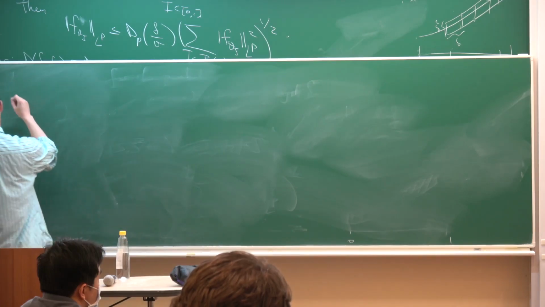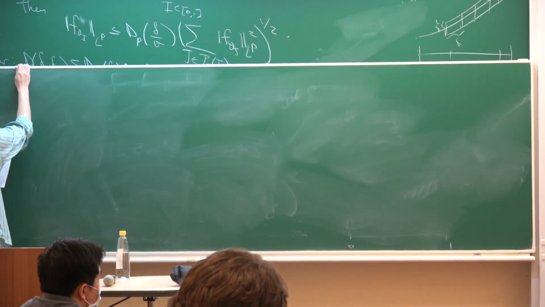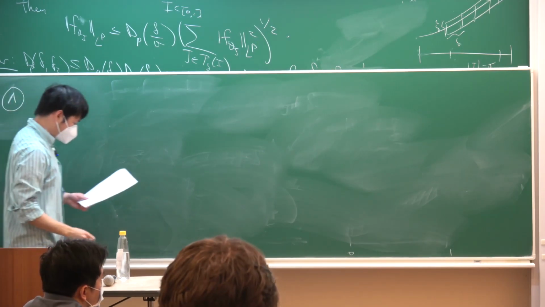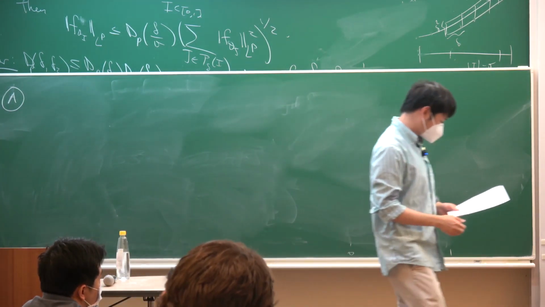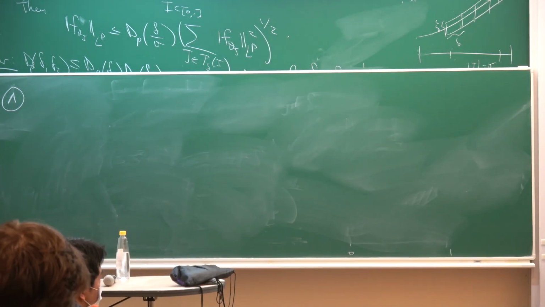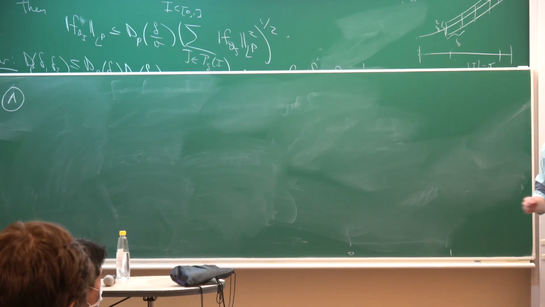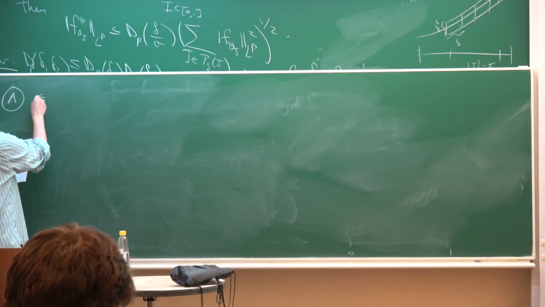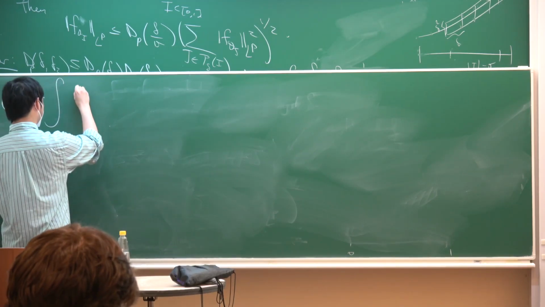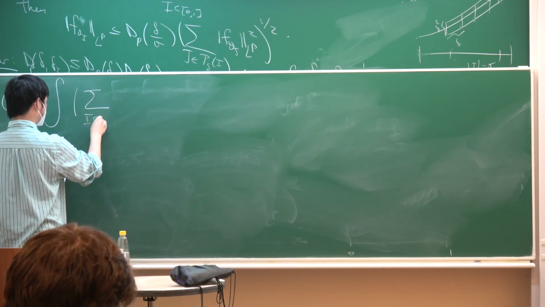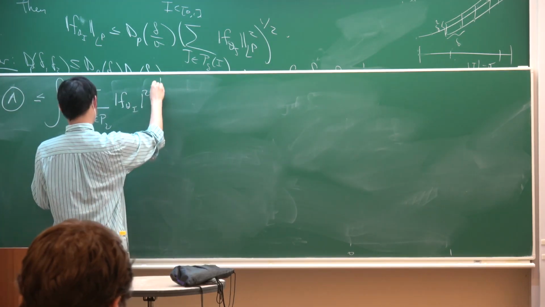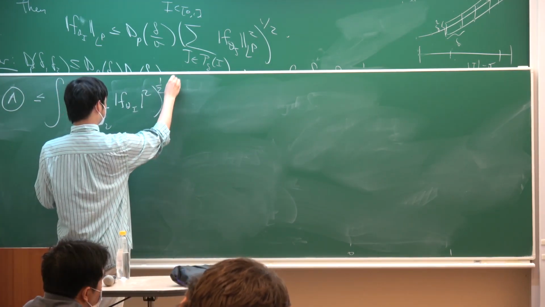Okay, let's control A first. A is, let's bring the absolute value inside all the way in. All right, so what is A? So A is less than the integral of the sum over I in P_nu of |f_theta I| squared, to the 1/2, to the 6.